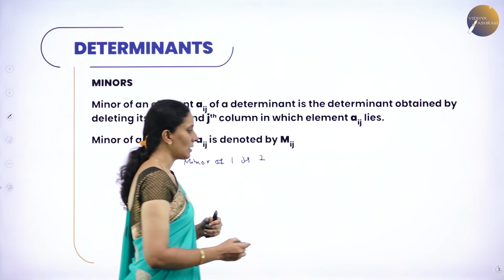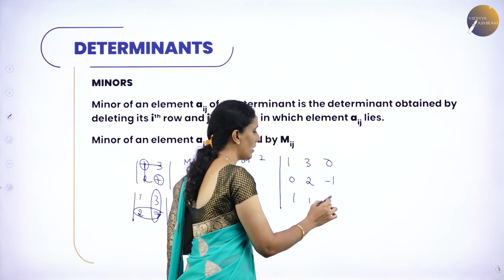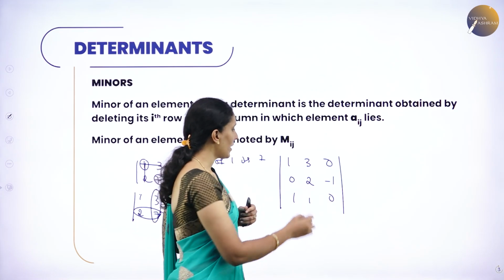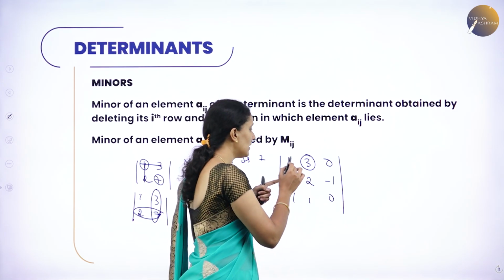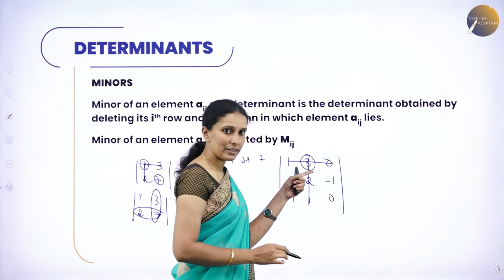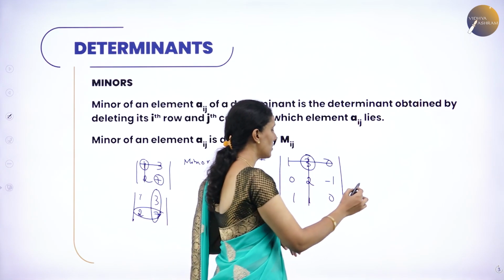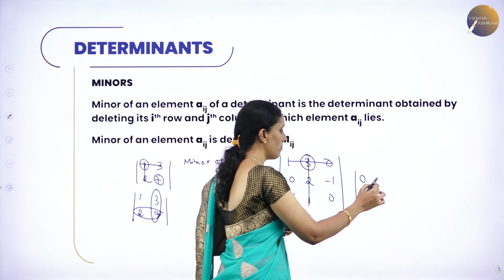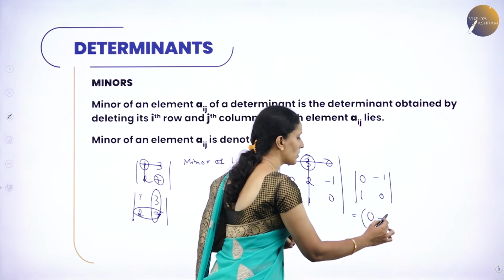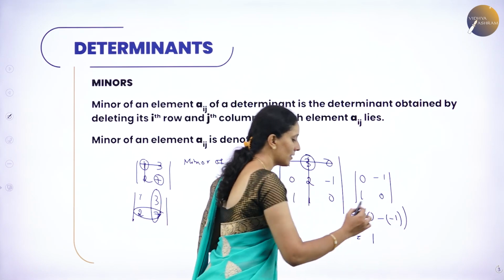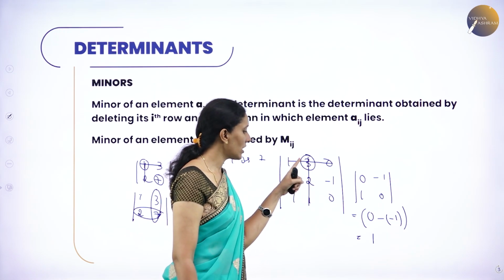But in the case of a 3 cross 3 matrix, consider 1, 3, 0, 0, 2, minus 1, 1, 1, 0. Now, what is the minor of element 3? What does the minor definition say? Delete the row and column containing 3. Here we have 4 elements, so we have to take the determinant of them: 0, 1, minus 1, 0. Or we can directly write 0 times 0 is 0, minus 1 into minus 1 becomes minus 1... therefore the answer is 1. So the minor of element 3 is 1.